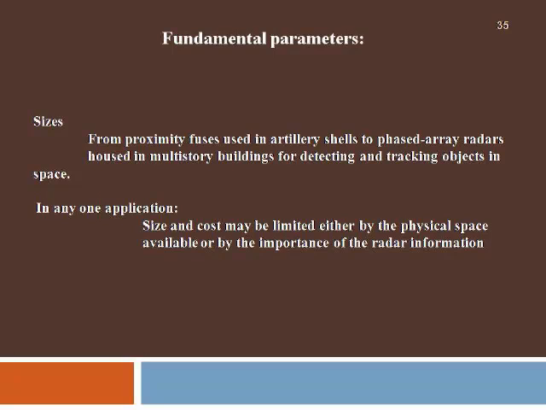The other parameter of the antenna that is of interest is the size. The antenna size must be convenient so that the radar system is very simple and light in weight. For a typical case like a proximity fuse used in artillery shells, the phased array must be housed in a multi-story building for detecting and tracking objects in space. But that may not be possible, and size and cost are normally limited, by the physical space and the amount of importance given to the radar system.